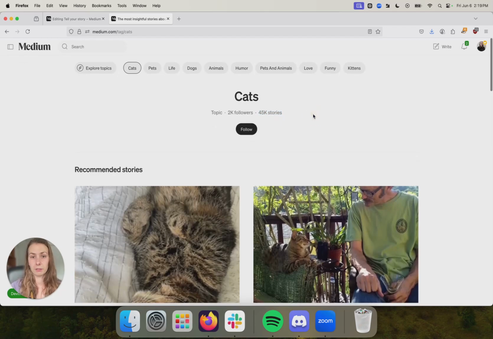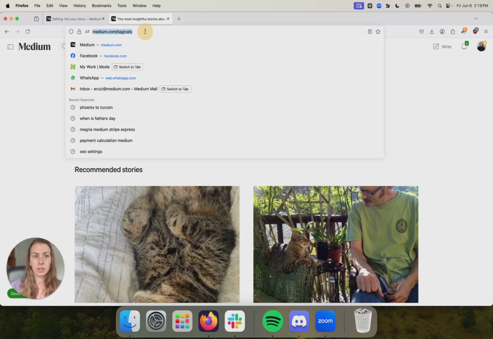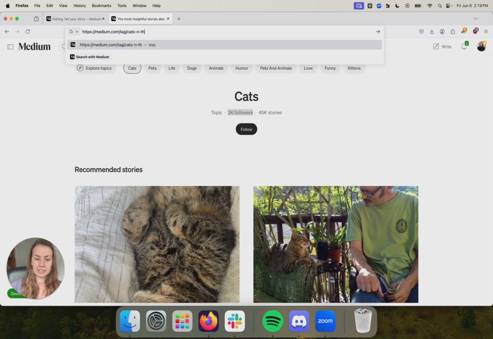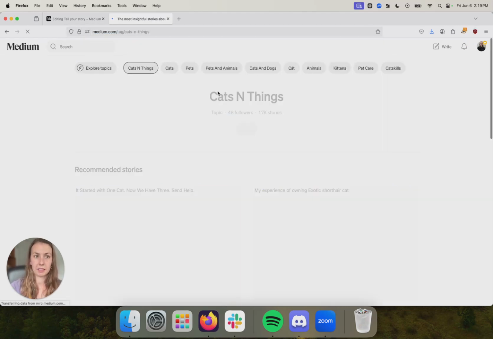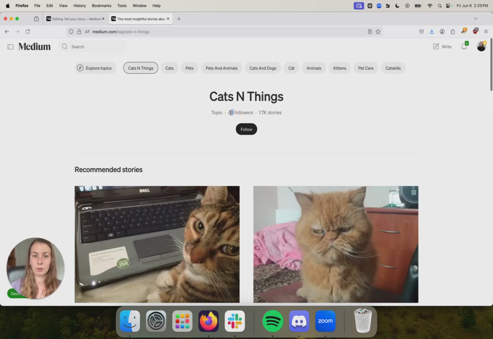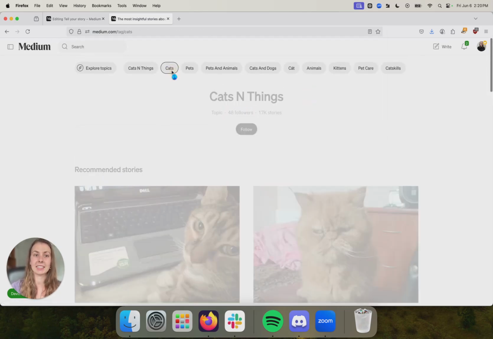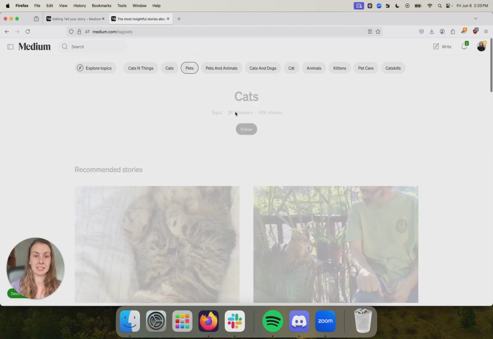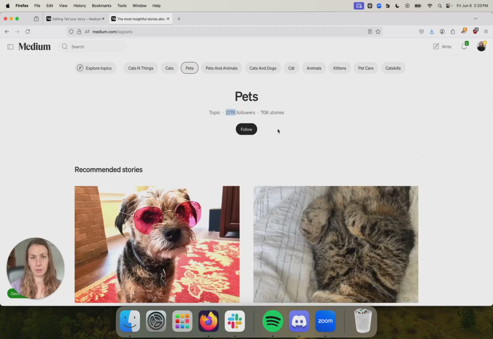One thing that you're looking for, because tags help our recommendation system understand what your story is about and who's most likely to be interested in it, a good practice to keep in mind is to look for topics that have a larger number of followers than a small number of followers. So, for example, if we go to the cats and things topic here, this only has 48 followers. So, a very small number compared to cats. And if we go to pets, pets is larger still, over 200,000 followers.